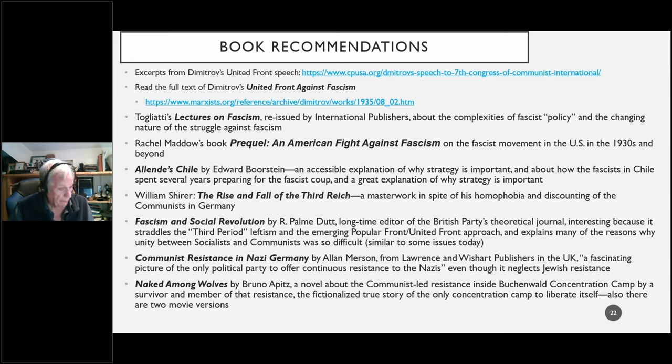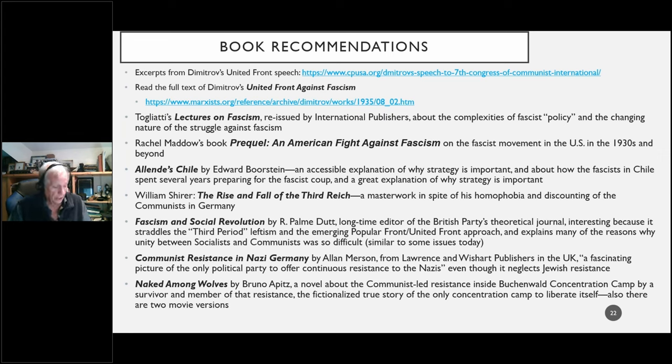There's a book, The Communist Resistance in Nazi Germany. This is from Lawrence and Wishart, which is the British equivalent of International Publishers. And it's a fascinating picture of the only political party to offer continuous and unending resistance to the Nazis.